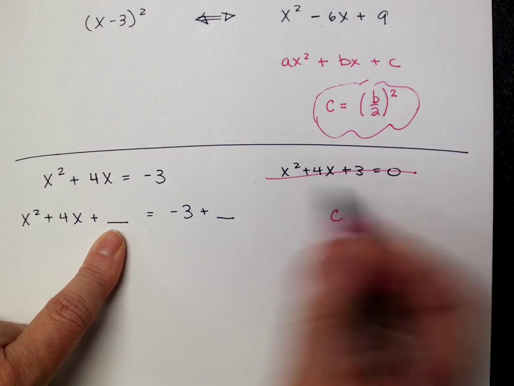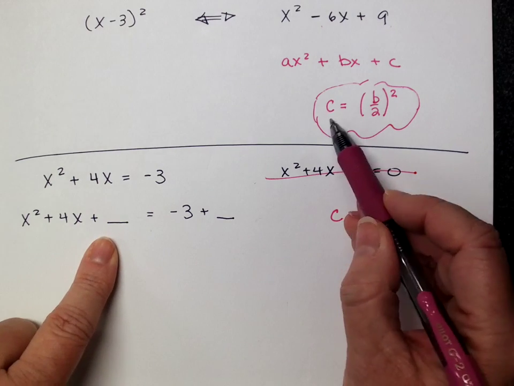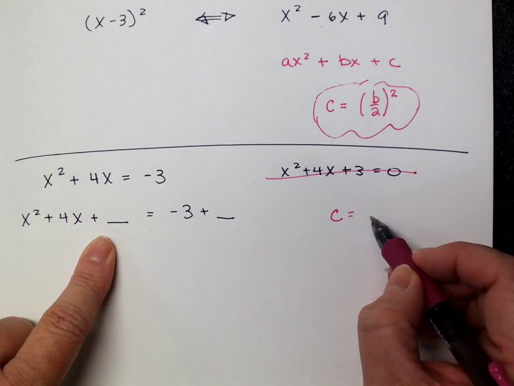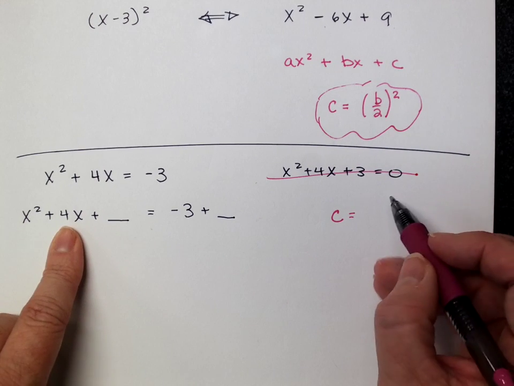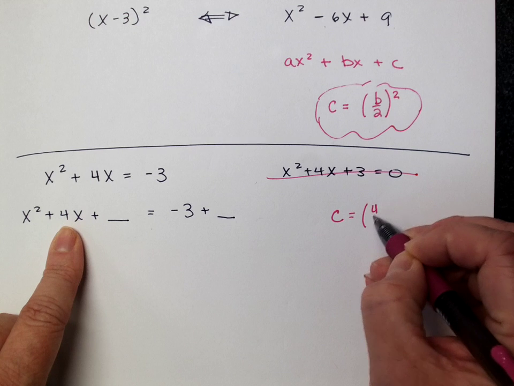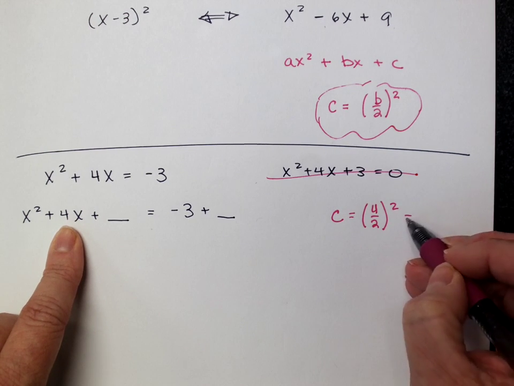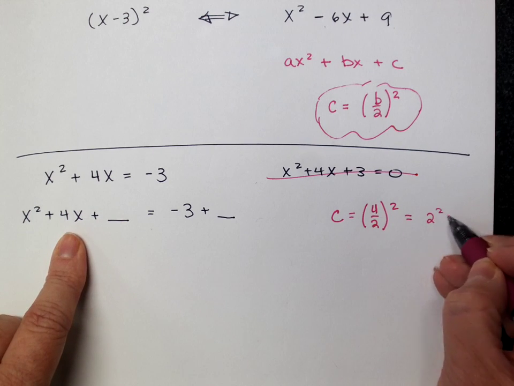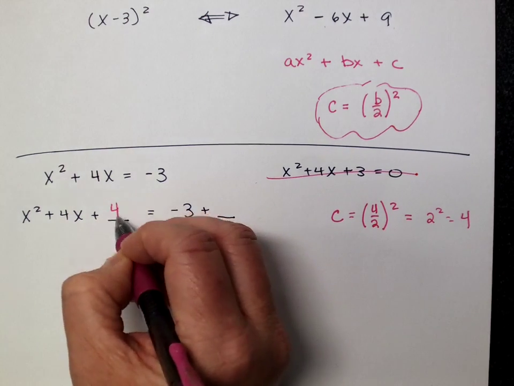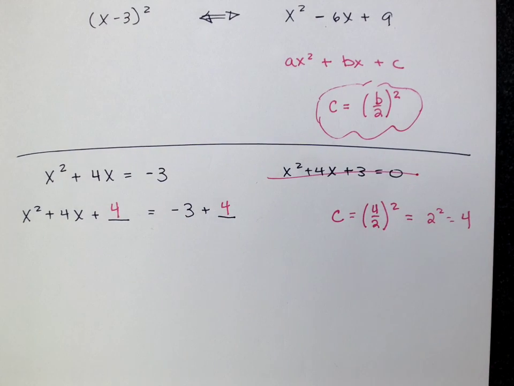So my magic c, this constant that will make this a perfect square trinomial, as long as my c is half of my b squared, then I'm good. So what's my b? 4. Break it in half and square it. And so my c should be 2 squared, which is 4. So I'll add 4 there. And this helps me remember, as long as I keep the scale balanced, then now it's fair. I haven't changed the value of anything.